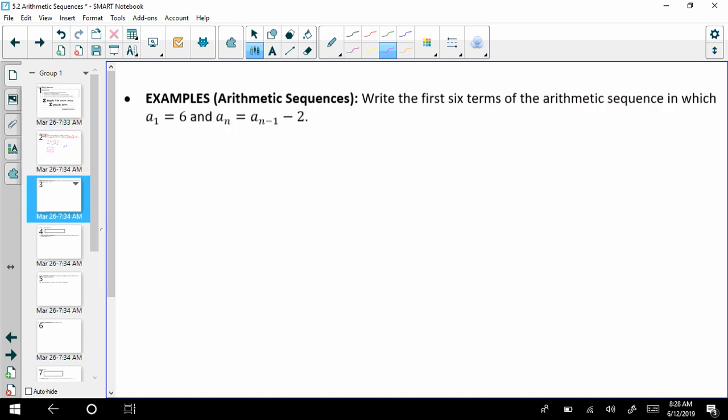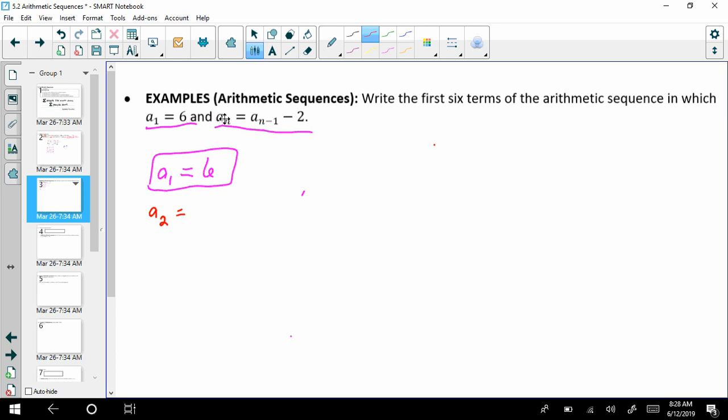So, let's look at this first example here. Write the first 6 terms of the arithmetic sequence in which a sub 1 is 6, and then it gives me a setup for the sequence. So I already have my first answer, but I'm going to write the first 6, so I need 5 more answers. So let's talk about if I want a sub 2. How would we find this?